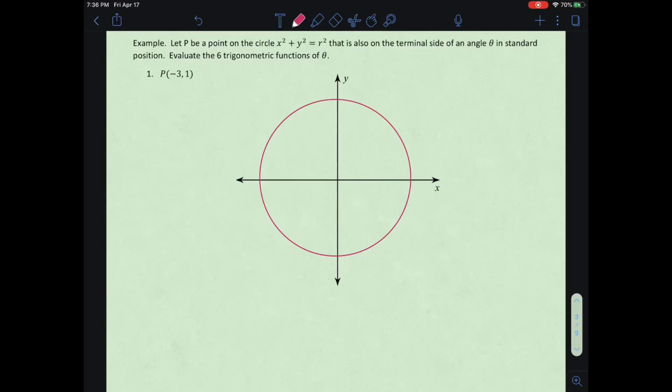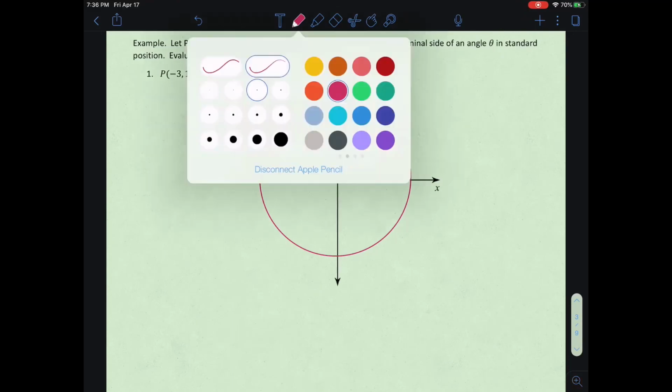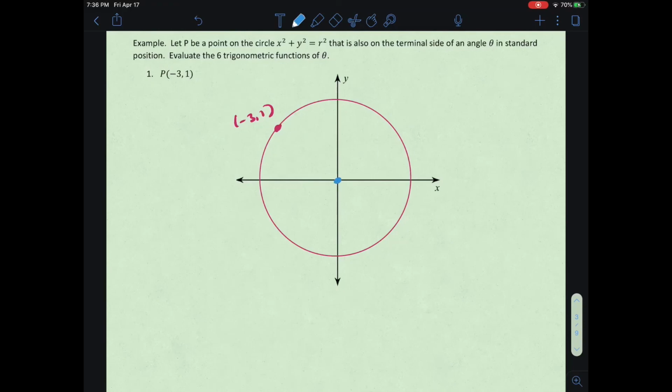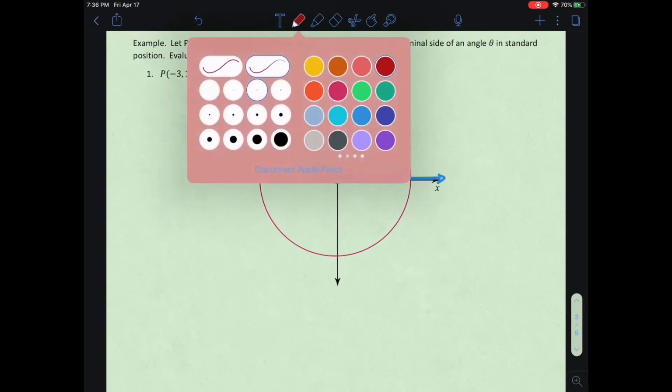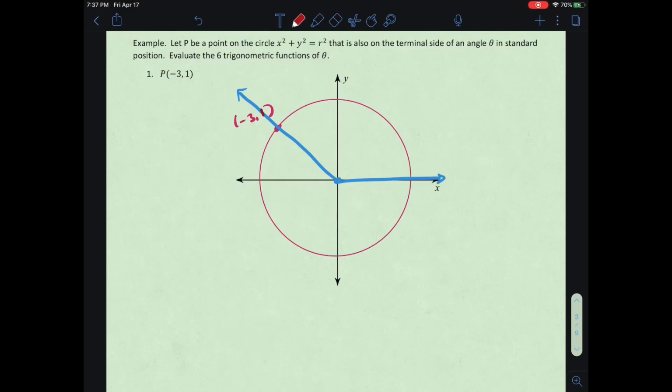So here I have a circle of radius r, and I have a point, this is not drawn to scale, let me call this point -3, 1. And I know that when I draw my angle theta in standard position, you want to make sure that the terminal side of theta goes through that point -3, 1. And let me call this here theta.